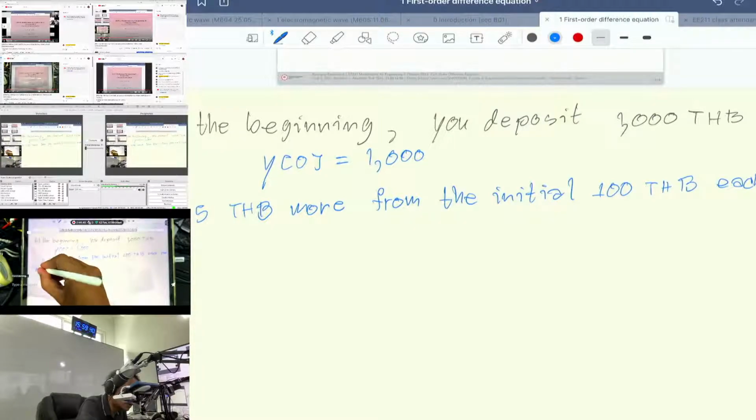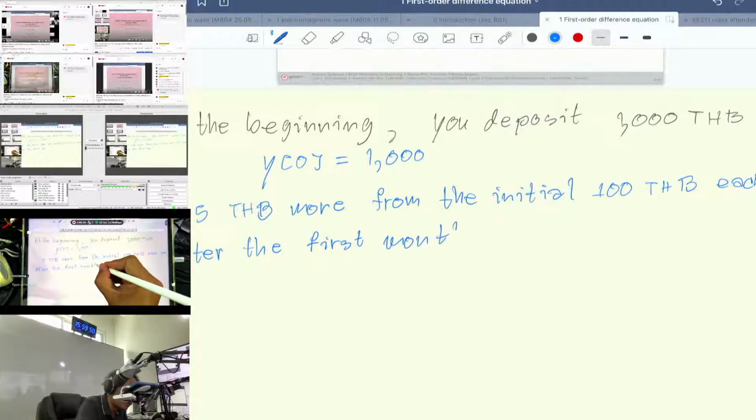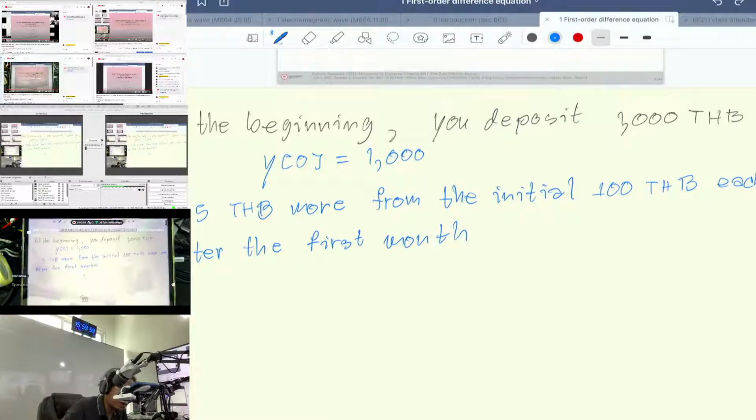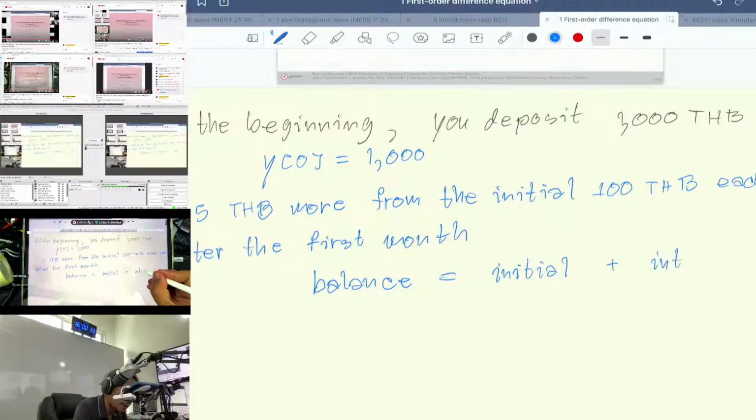After the first month, you're gonna have of course the initial amount, right, which is 1,000. You would have, okay, we write down balance is equal to initial plus interest, right?